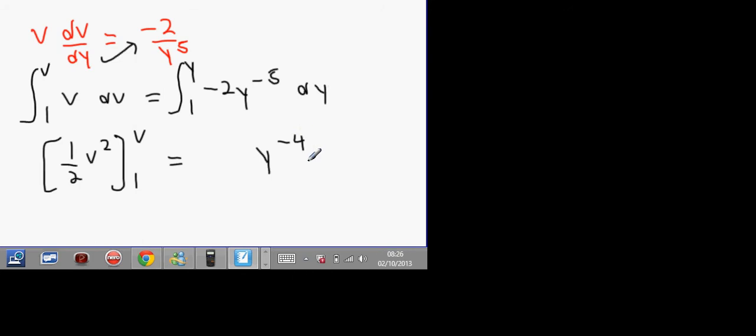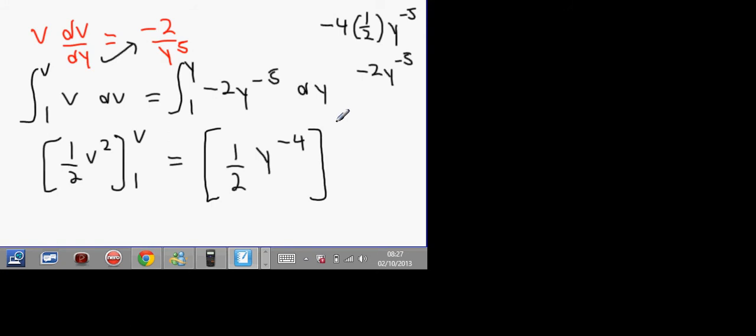Okay, so I still want it to be minus because I want the answer to be minus 2. So I'm going to put a half in front of it. So when I differentiate this, it has to turn into minus 2 y to the power minus 5. When you differentiate that, the minus 4 goes to the front, multiplies by the half. You take 1 away from the power, and you do get minus 2 y to the power minus 5. So this is the correct integral. Then we get y and 1.